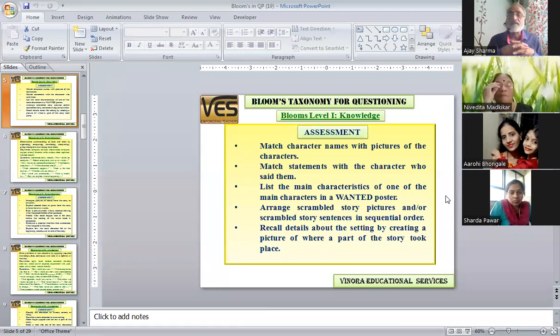List the main characteristics in a wanted poster. There is a poster of a man wanted. What was the major thing in that? Or what was the main characteristic of that poster? See, this is 1 word. He will write simply photograph. Another one may answer amount, price amount. So depending upon what you perceive from a picture, the answer will be correct.